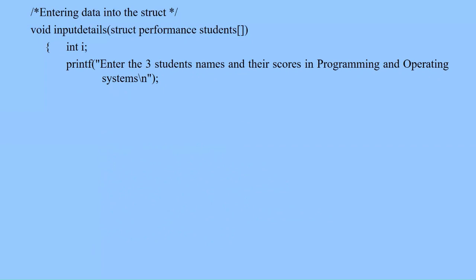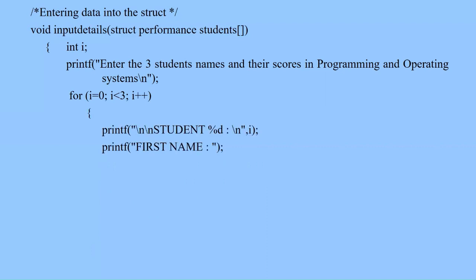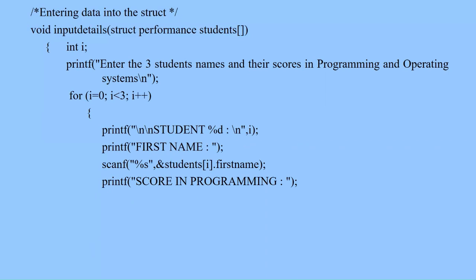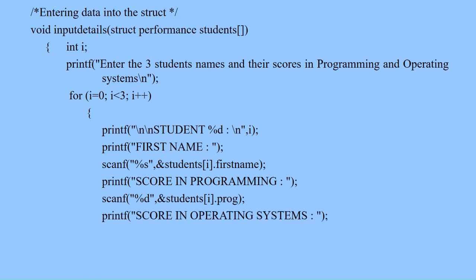Then once this is placed, the loop repeats. So the counter is incremented by 1. So 0 plus 1 becomes 1. Is 1 less than 3? Yes. So we do the same. We enter first name for student 1.firstName. We enter the score in programming in students 1.prog. And we enter the one for operating system in students 1.os.